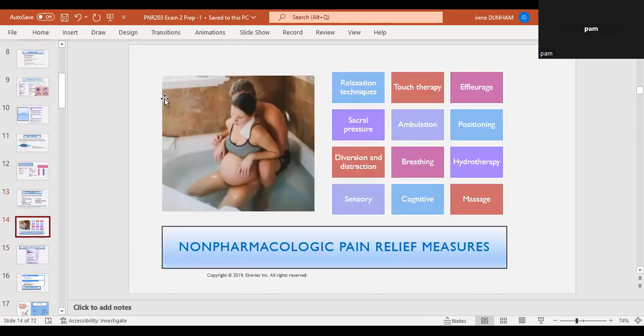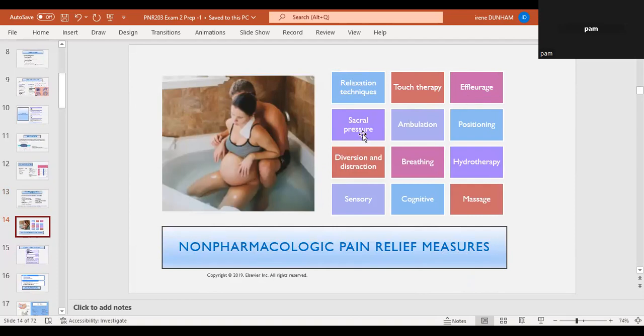All right. So let's go now to some non-pharmacological pain relief measures. Now, guys, we have been emphasizing this quite a bit, so I would take note of the different ones. It could be like an "all but" apply question, so I would know these. And so here you go with your relaxation techniques, touch therapy. We talked about that. Effleurage. We talked about that. The sacral pressure.